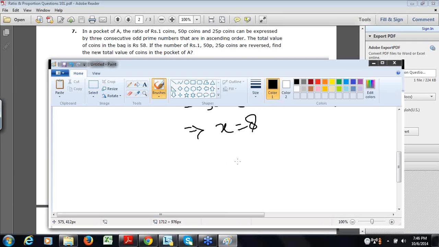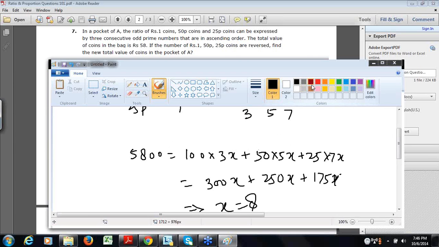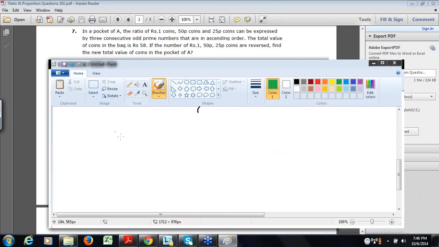Okay. Now what is it saying? It is saying if the number of 1 rupee, 50 paisa and 25 paisa coins are reversed, find out the new value of coins in pocket A. So we have the old value as this. Now we have to find out the new value. This is reversed, meaning the ratio has been reversed to 7, 5, 3.